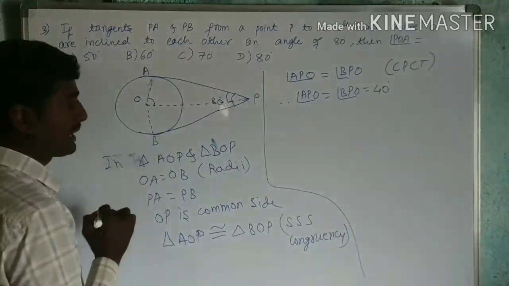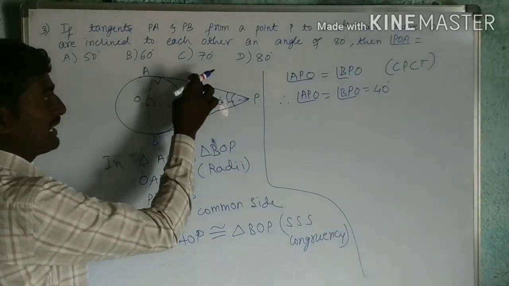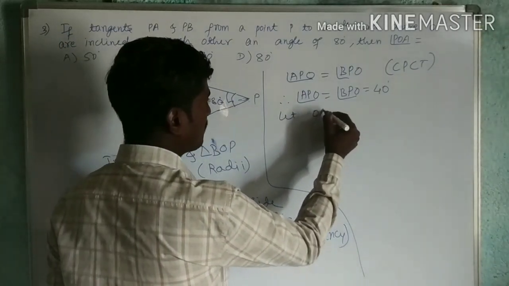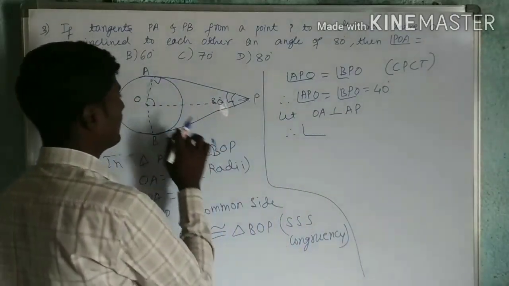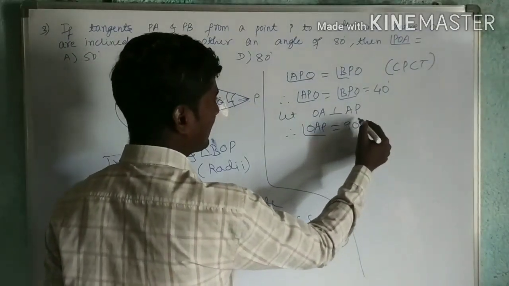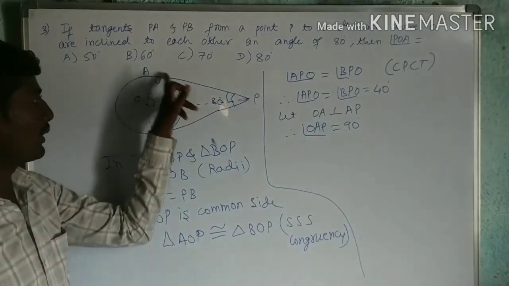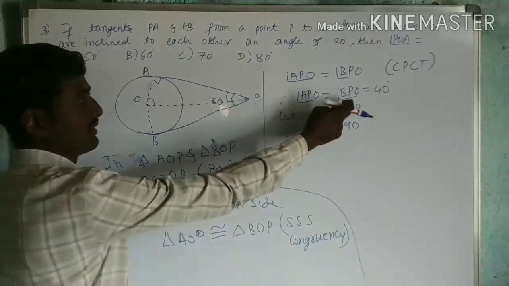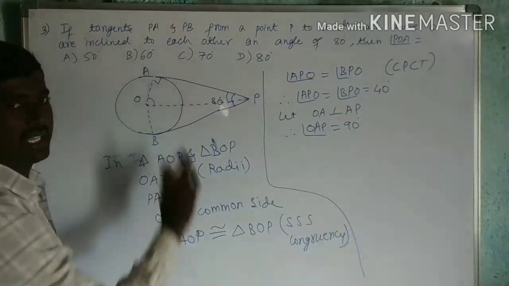This angle I got as 40 and this is 90 degrees because OA and AP are perpendicular to each other. Let OA be perpendicular to AP. So therefore angle OAP is equal to how much? 90 degrees. I got two angles in the triangle OAP. So this angle is known and I got this angle also here, that is 40 degrees. Then automatically I can find this angle, that is POA.